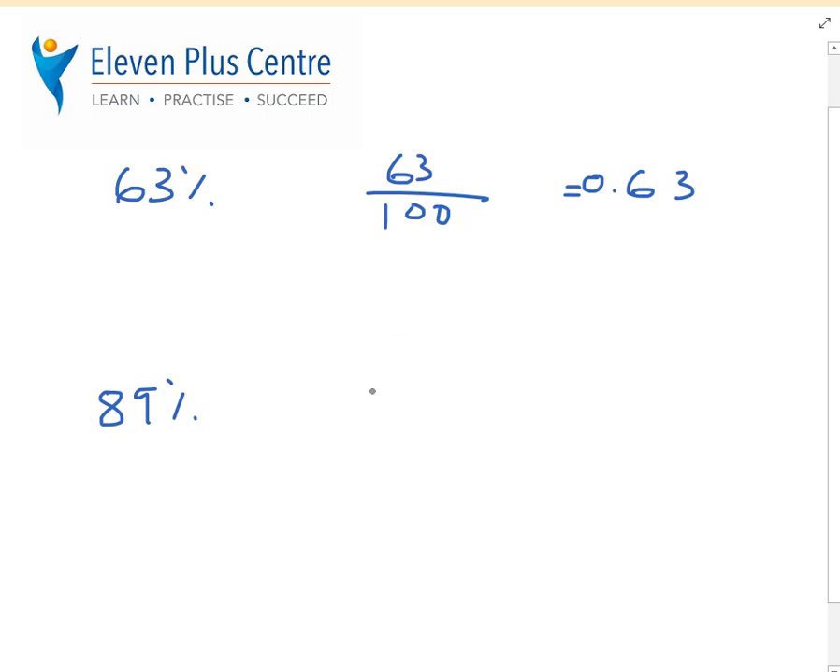Okay, and in the same way, 89 over 100 becomes, we're going to write 89. There are two zeros in 100, so it's going to move 1, 2 spaces this way, and we're going to put the decimal point there. So dividing by 10 and dividing by 100 is quite straightforward, because we look at the number of zeros and we move the decimal point depending on how many zeros there are.